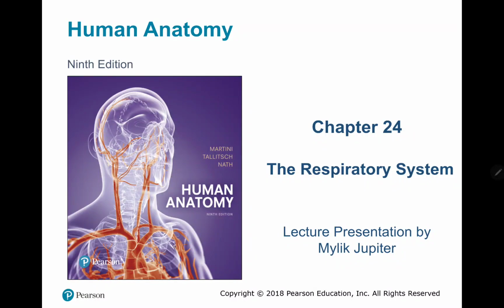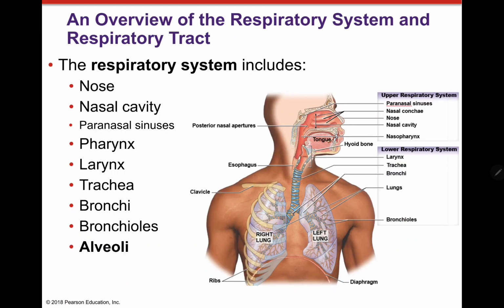Hey everybody, so we're going to talk about the respiratory system and have a brief overview of it. The respiratory system is going to include these different features that we see here. It includes the nose and the nasal cavity. All up in the upper respiratory system are the paranasal sinuses. We're going to have the nasal conchae within that nasal cavity. You're going to have the nose.